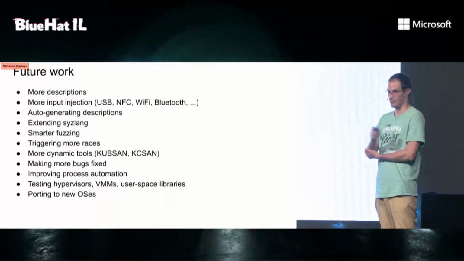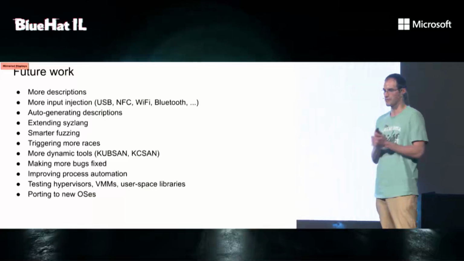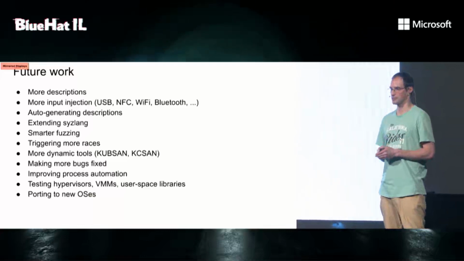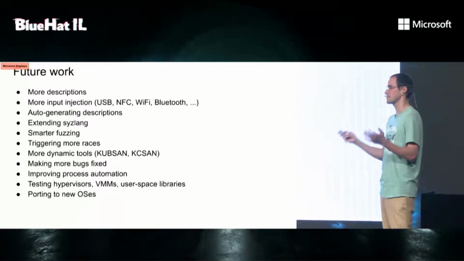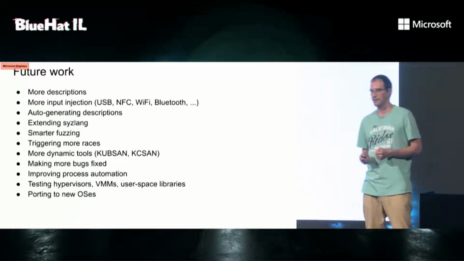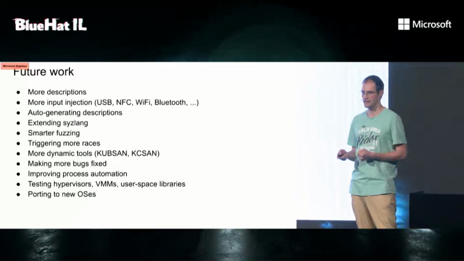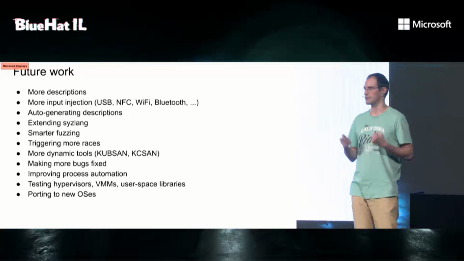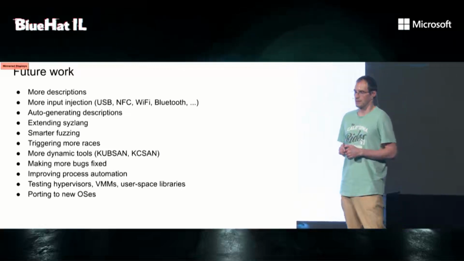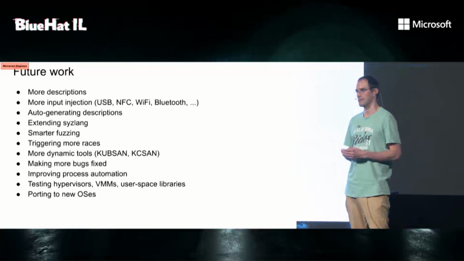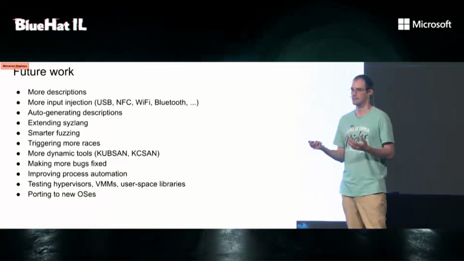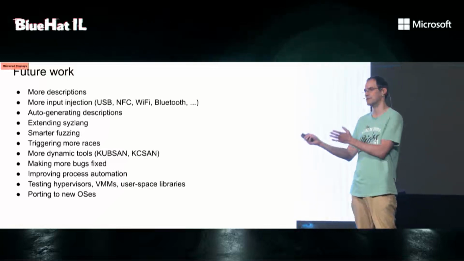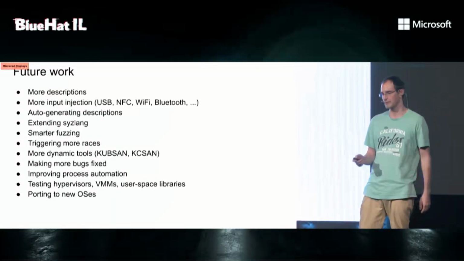Okay, I'm running out of time, so future work. We have lots of work. We need more descriptions. We are working on auto-generating some descriptions. We want smarter fuzzing because we have lots and lots of information about all of the structure and resources and system call return values. We also want to make triggering races smarter. And we want to extend it to maybe things like hypervisors, maybe even some user space libraries, because this fuzzing engine is pretty generic. There are parts that are kernel specific, but parts are also very generic.